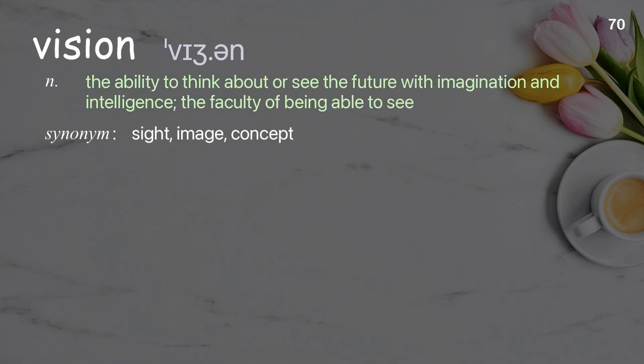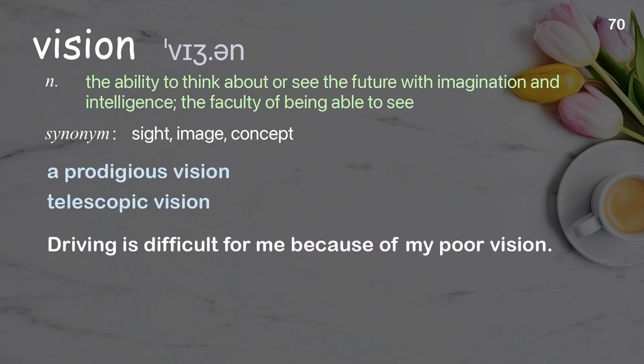Vision. The ability to think about or see the future with imagination and intelligence, the faculty of being able to see. Examples: a prodigious vision. Telescopic vision. Driving is difficult for me because of my poor vision.